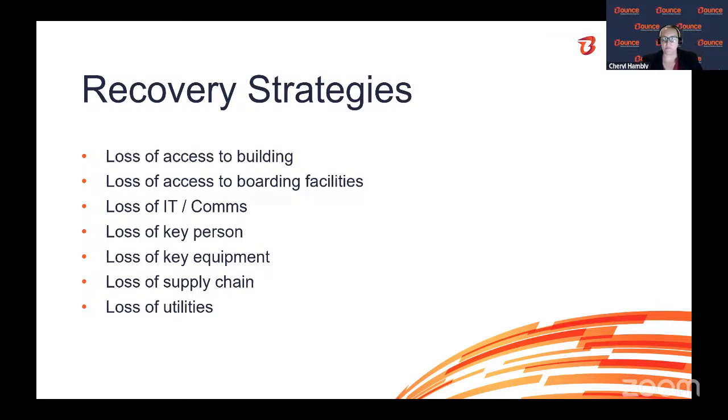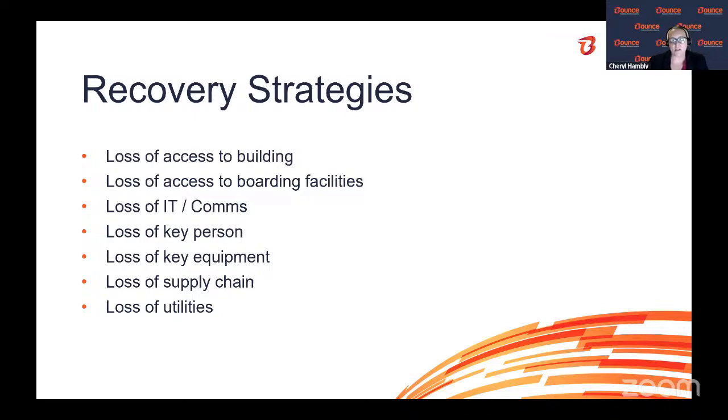Again, the BIA process will identify where those dependencies are and what potential loss strategies there are. So identifying your threats and what's critical, you then determine what disruptions you need to be prepared for, and you would have a checklist for each one of these. These are the typical ones that we have for schools. If we've lost access to a building, and if you've got boarding, obviously you need to cover that off. Loss of IT, loss of key person, loss of key equipment, supply chain, and then utilities.